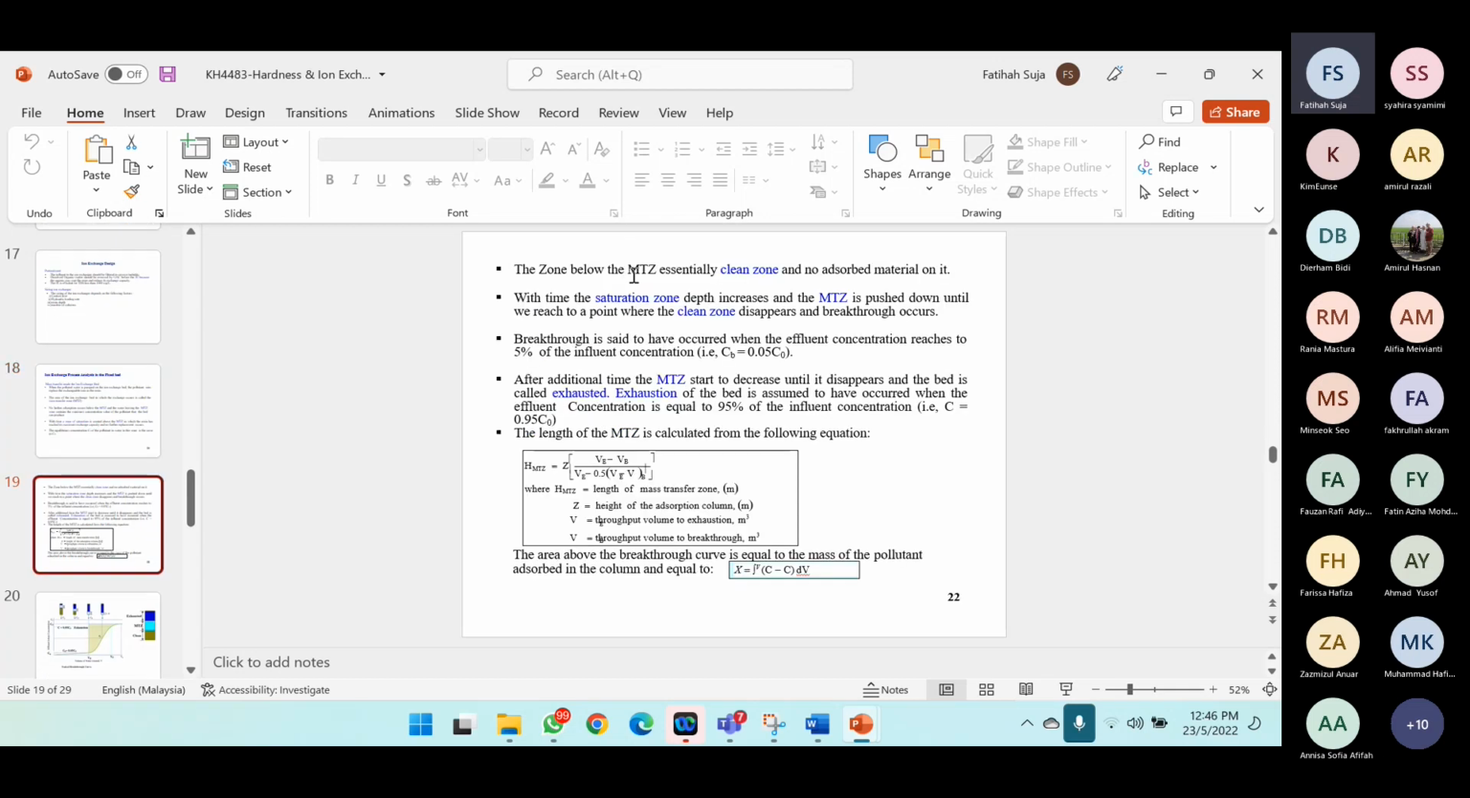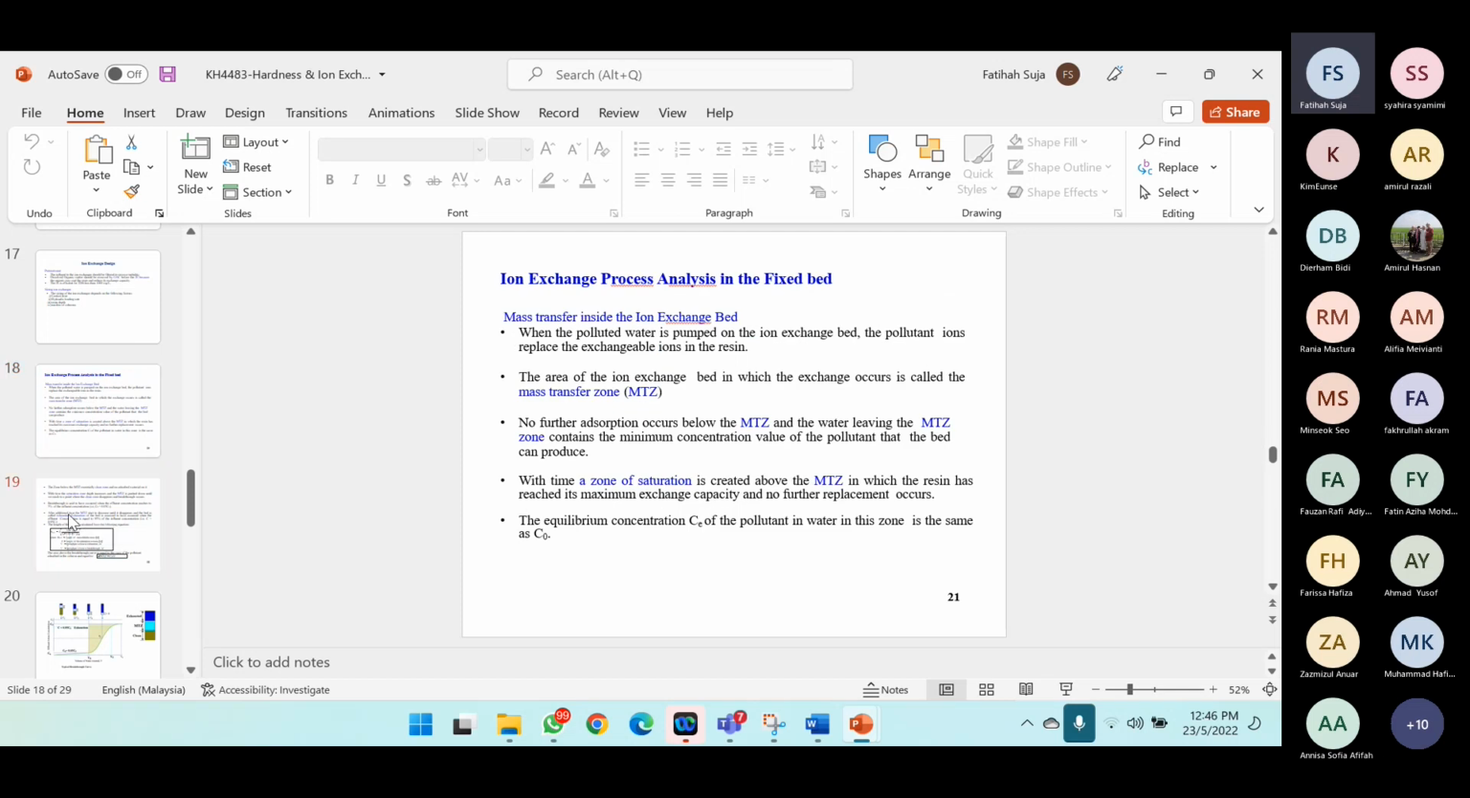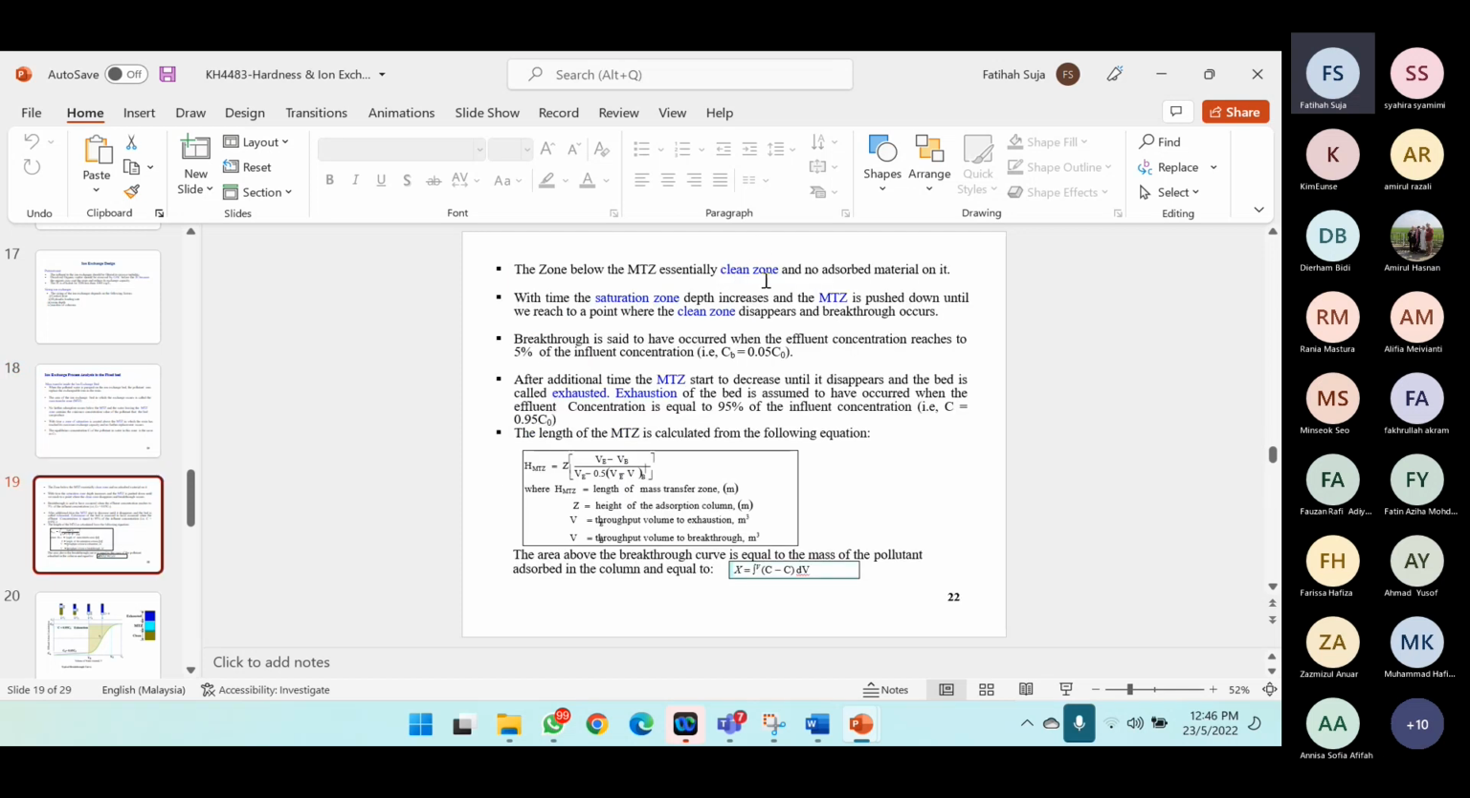The zone below this mass transfer zone is essentially a clean zone with no adsorbed material on it. With time, the saturation zone depth increases and the MTZ is pushed down until we reach a point where the clean zone disappears and breakthrough occurs.